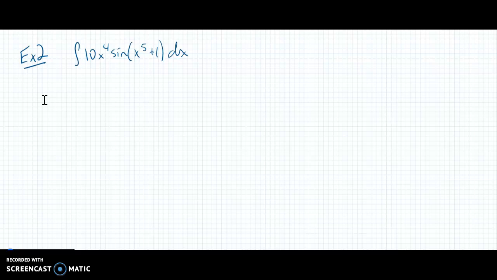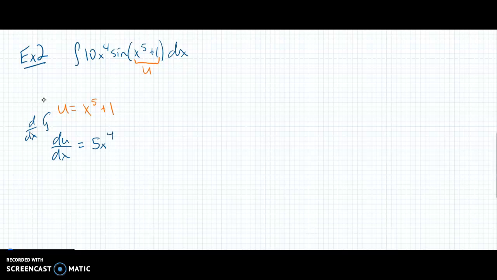So see if you can identify the u. The u is, remember, that part that's interior to another function. So that's going to be my u. u is x to the fifth plus 1. And now what I'm going to do is just take the derivative with respect to x. I get du dx is equal to 5x to the fourth.